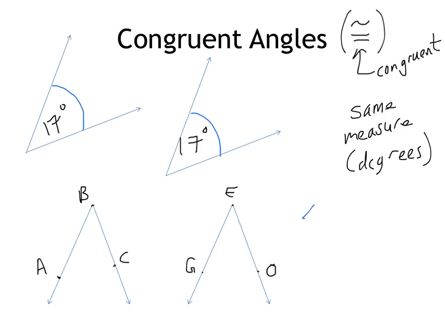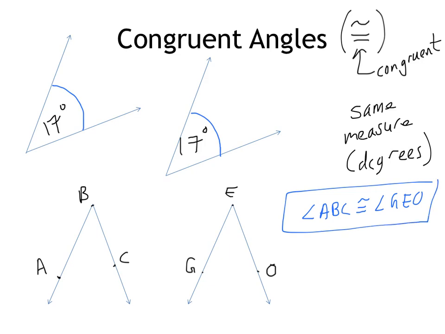Let's say someone told you angle ABC, and then this new symbol, which stands for congruent, angle GEO. If you're told that angle ABC is congruent to angle GEO, then even if they're not drawn to scale, which they kind of look like they are, we can say that these two angles are congruent. The minute we read this, what we should do is mark these two angles.